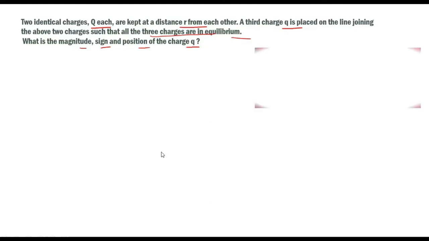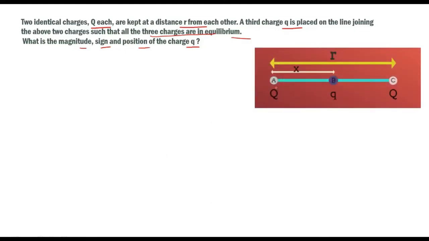First of all, we will depict the given situation in the form of a figure. We place the two identical charges, capital Q and capital Q, at the points A and C respectively, separated by a distance of r. Now where must the third charge small q be placed? Small q must be placed in between, on the line joining the two charges. Then only will the system of all the three charges be in equilibrium.